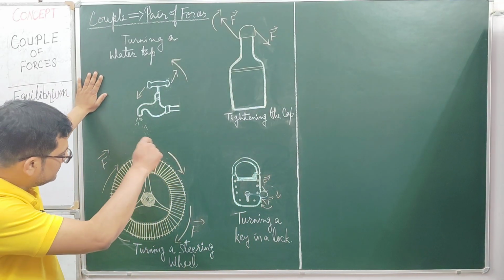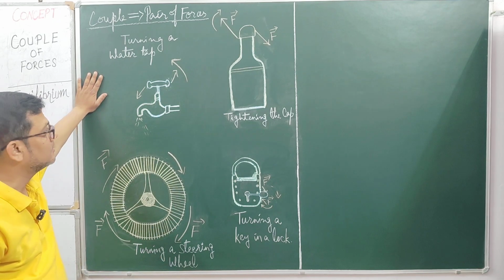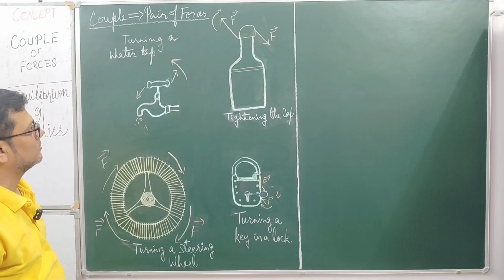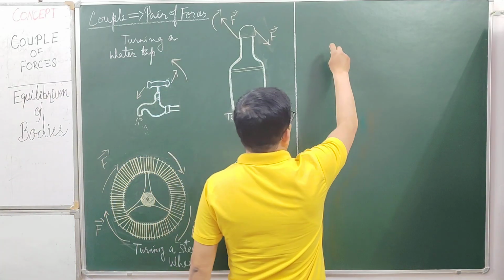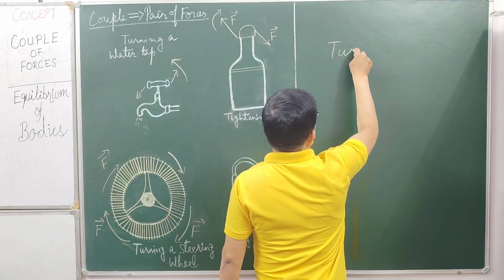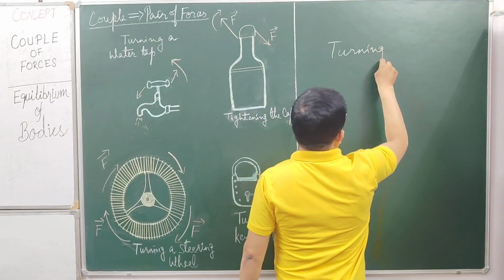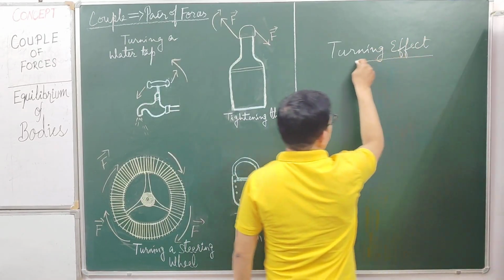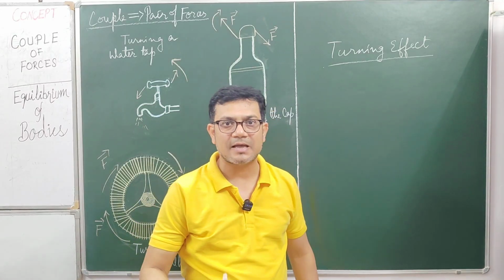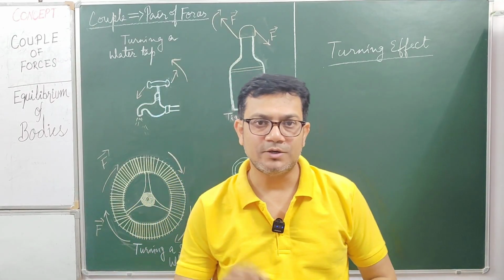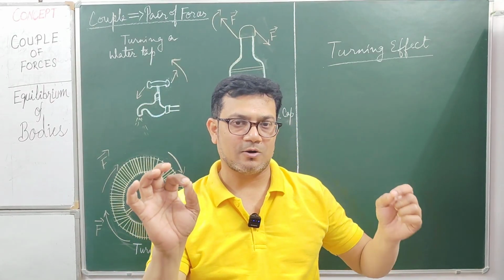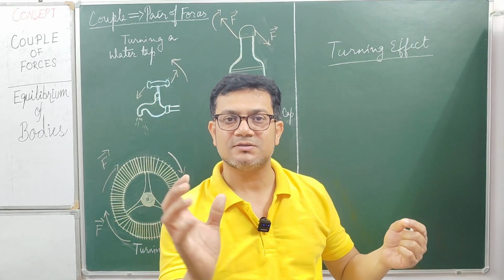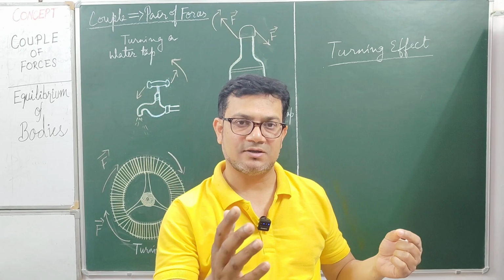If you look at these few examples, we'll try to figure out what this couple is that we are talking about. When we talked about the turning effect produced by a force, what exactly happens when you apply a force on a body which is pivoted? We see the effect is rotational. The effect is a turning effect.